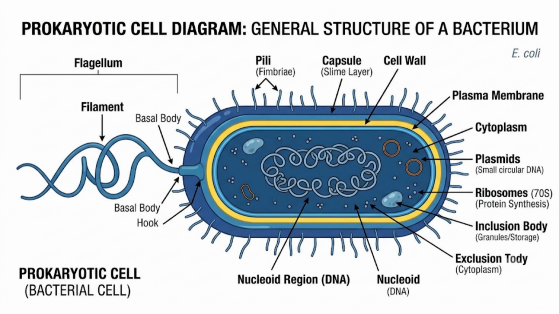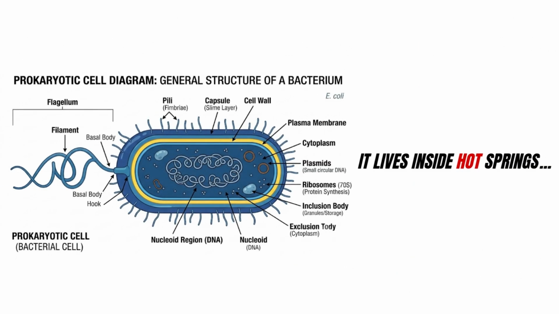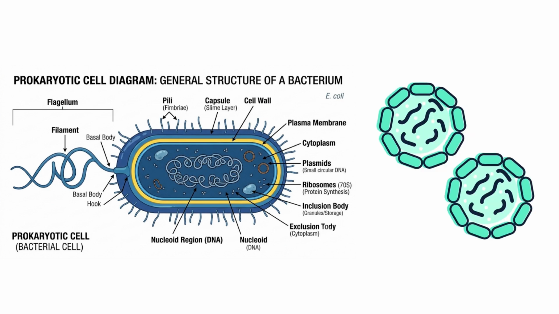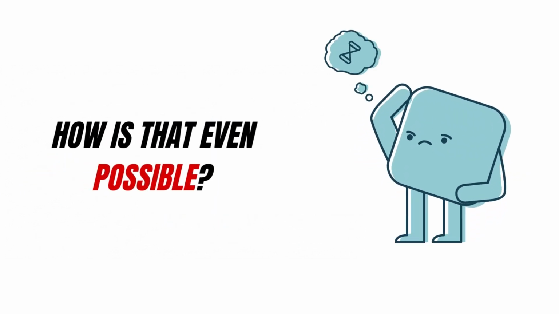No endoplasmic reticulum. Yet, this tiny cell has ruled the earth for billions of years. It lives inside hot springs, oceans, soil, even inside our own body. It multiplies rapidly, adapts quickly, and is one of the simplest yet most successful forms of life ever created. How is that even possible?